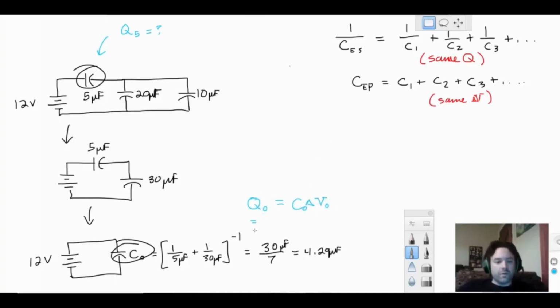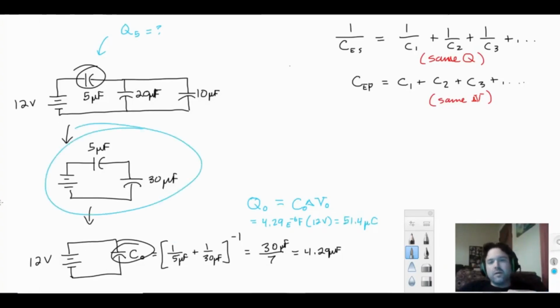Give myself some room there. 4.29 times 10 to the negative 6 farad times 12 volts. And that's 51.4 microcoulombs of charge. That's on the entire thing. So let's take a step back and look at our previous circuit, or equivalent circuit.